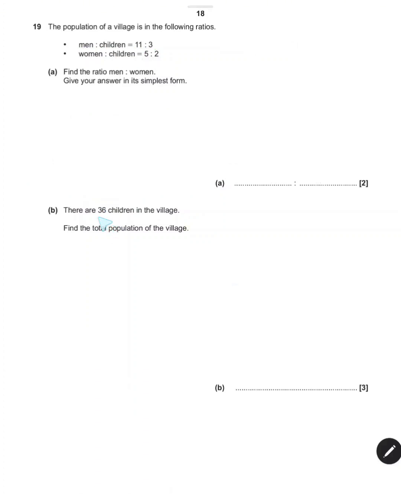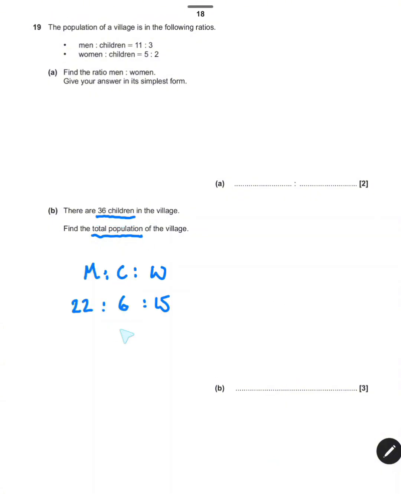Part B of the question, we're told that there are 36 children and we want to find the total population. I'll rewrite the ratio that we just found. If we're told that there are 36 children, we can see how we've gone from 6 to 36 through multiplication. We've multiplied by 6. We just need to multiply each part of this ratio by 6. 6 times 15, 6 tens are 60, 6 fives are 30, 60 add 30 is 90. On this side, 6 twos are 12, 6 20s would be 120.